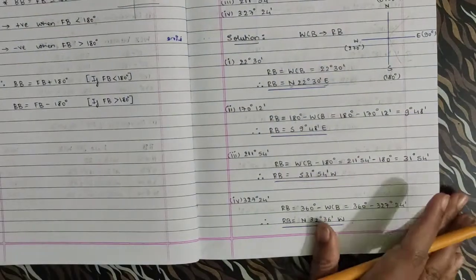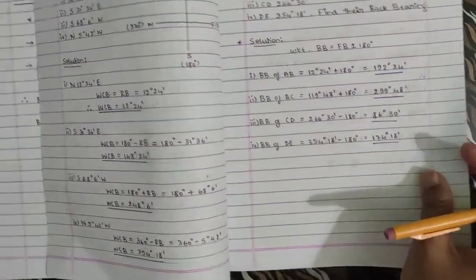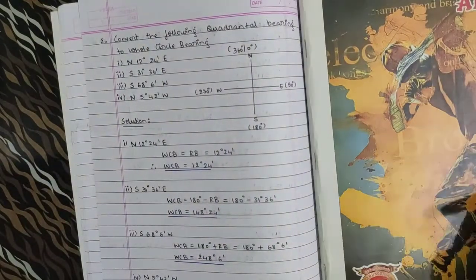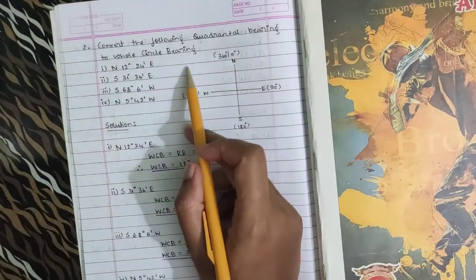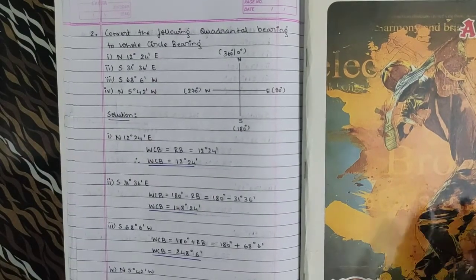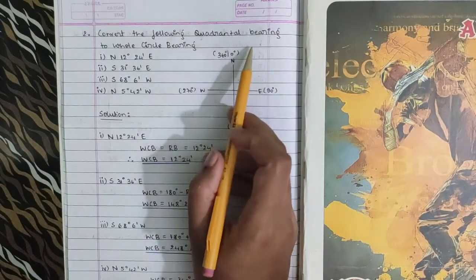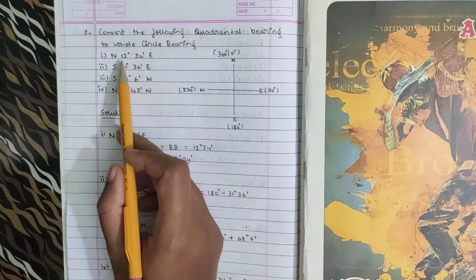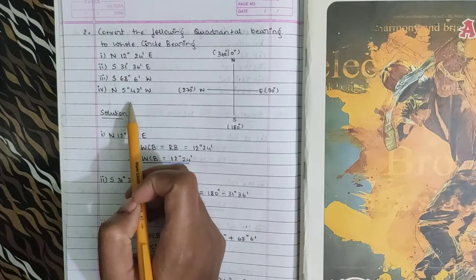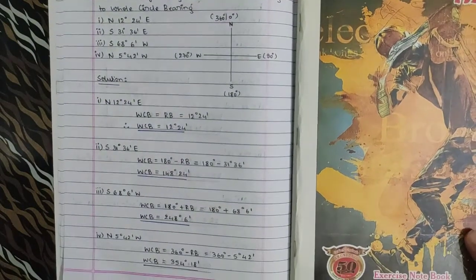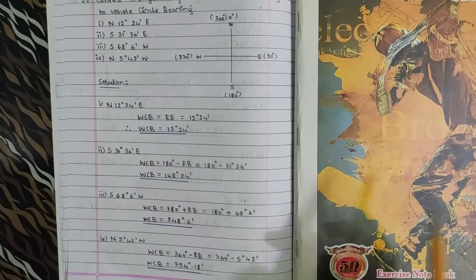Now coming into the next numerical. Convert the following quadrantal bearing to whole circle bearing. In the last numerical we had converted whole circle bearing to quadrantal bearing or reduced bearing, isn't it? In this numerical you have the bearings in the reduced bearing system. Now we shall solve the numerical. We shall start converting it.